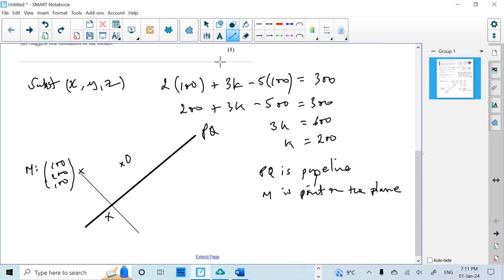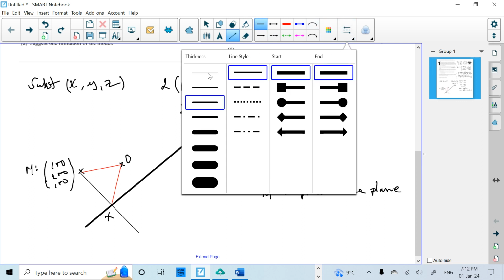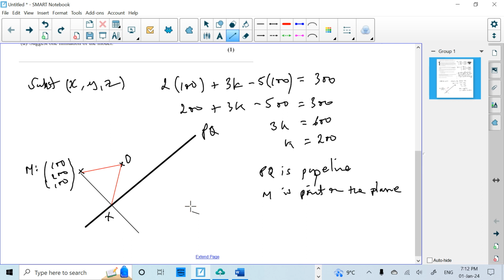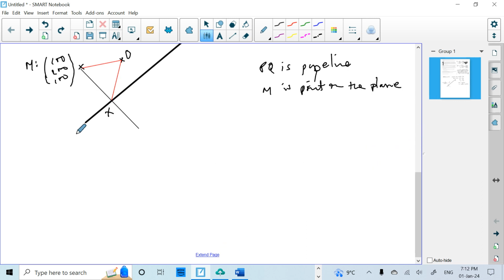So let's just join up these points, one here and one here. So there we have it. Let's go back to that and make sure, okay, good. Right, let's get going again with the math. We're going to go back to some GCSE stuff now.